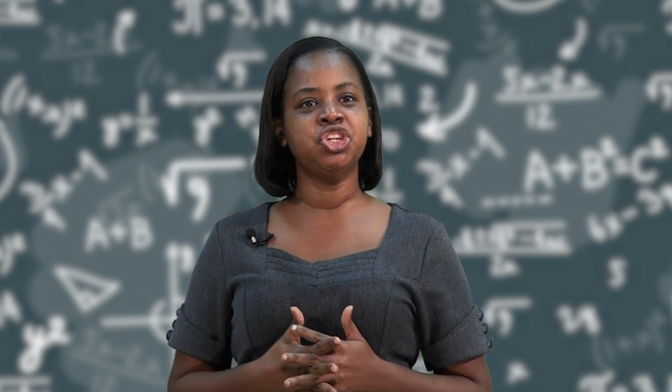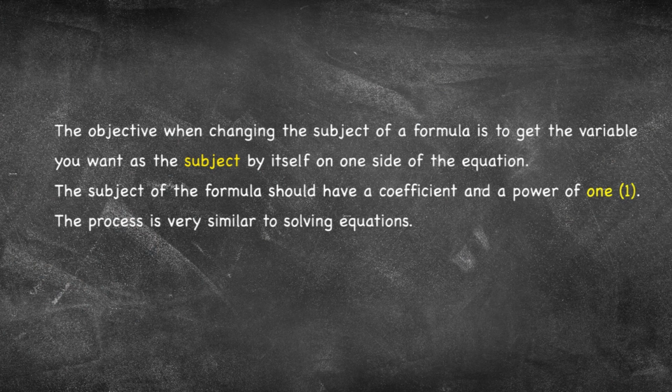How can we change the subject of a formula? The objective when changing the subject of a formula is to get the variable you want as the subject by itself on one side of the equation. The subject of the formula should have a coefficient and a power of 1. The process is very similar to that of solving equations.